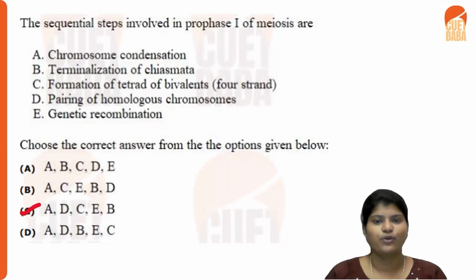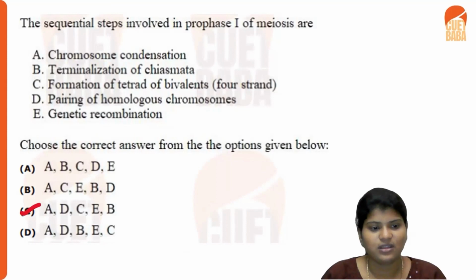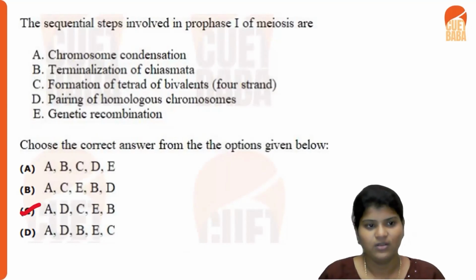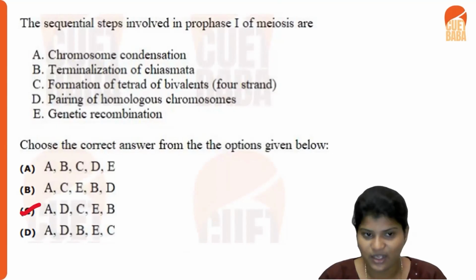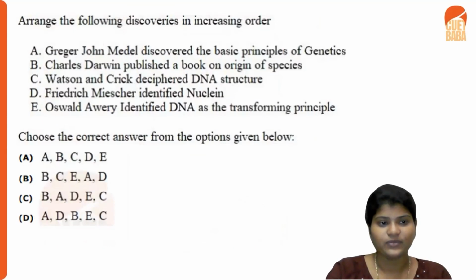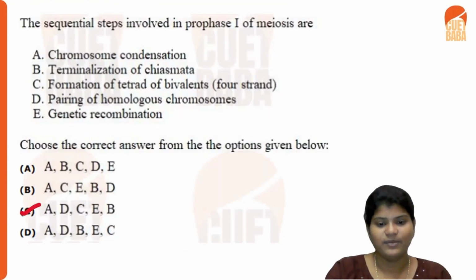Okay. So for prophase 1 of meiosis, the first thing will be chromosome condensation. Next one is D, pairing of homologous chromosomes. After that, there will be a formation of tetrads or bivalents, four strands will be formed. Next, genetic recombination will be done, and the final process will be terminalization of chiasmata. Okay, so option C will be the correct answer.